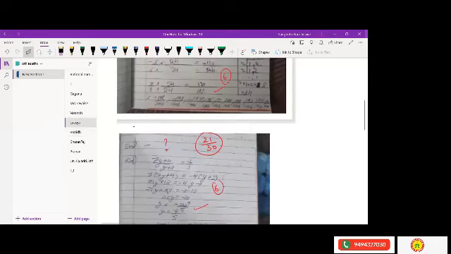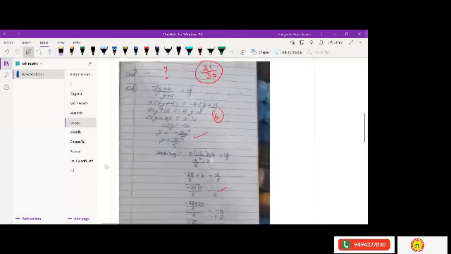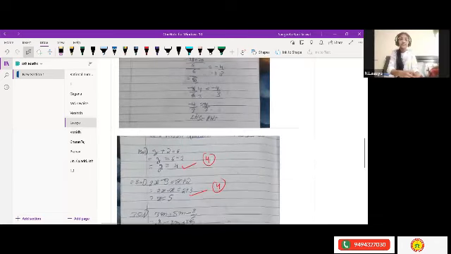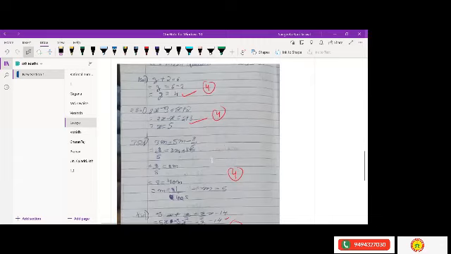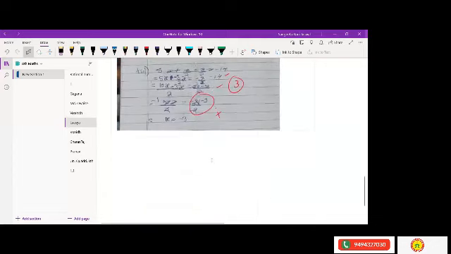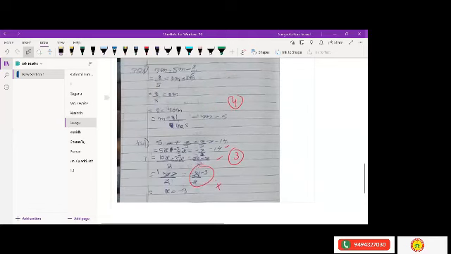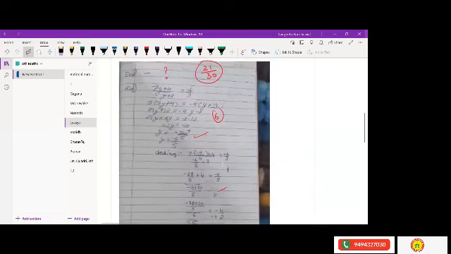Okay, next is Lasya. Lasya, you can see your paper here. Yes, it's here. That was the previous one. Okay, Lasya, this is yours. Your mistake is here in question number 4. Some sign mistake is there while multiplying. Your second page is here. You have not done the 5th question.